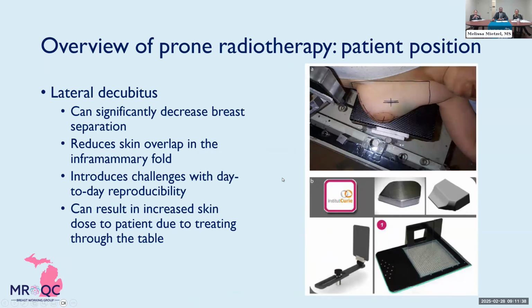So an example of a different treatment position is lateral decubitus. So this is shown in the top right image. And this treatment position can significantly decrease the breast separation. It reduces skin overlap in the inframammary fold as well. It introduces challenges, though, with day-to-day reproducibility and can result in increased skin dose to the patient due to treating through the table.